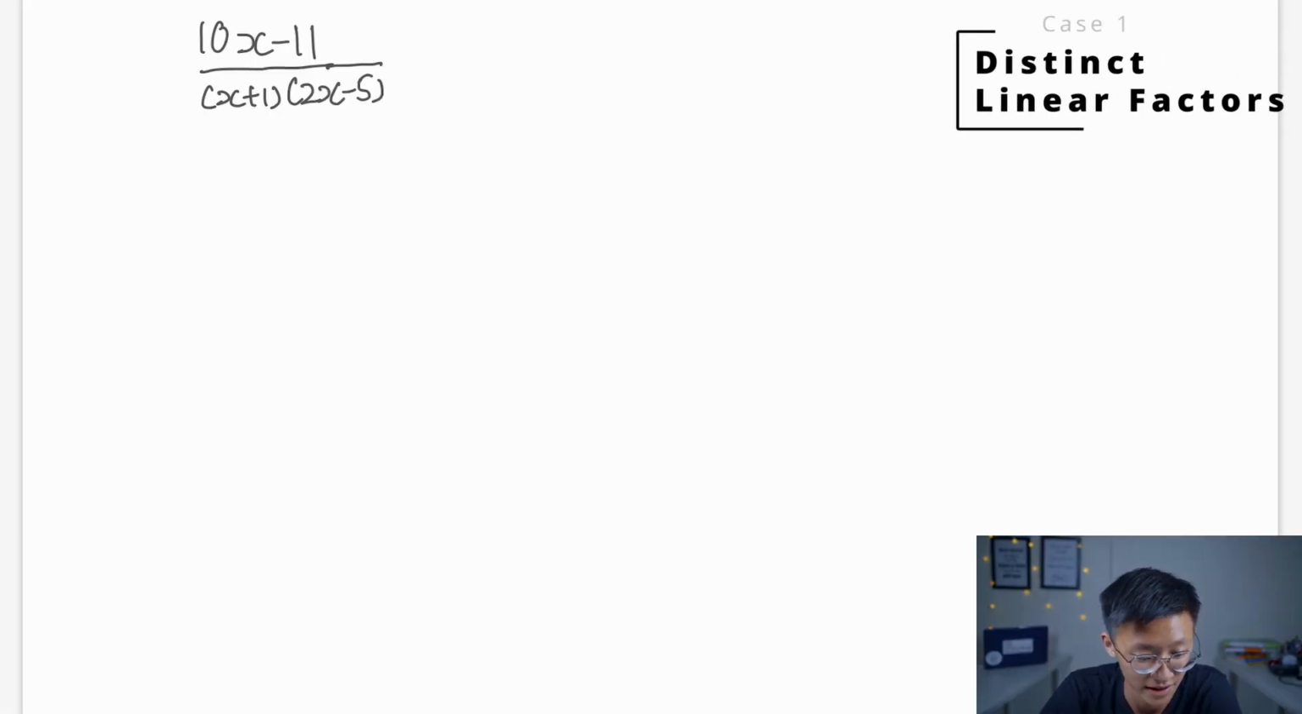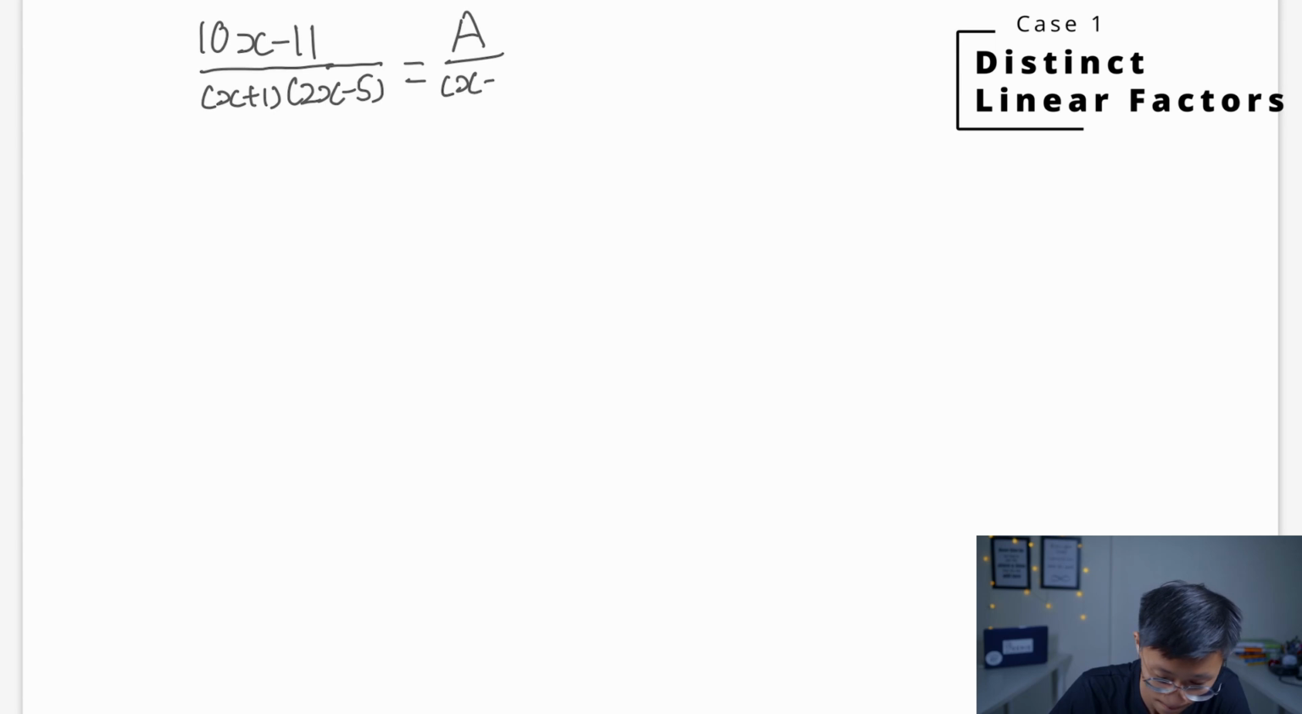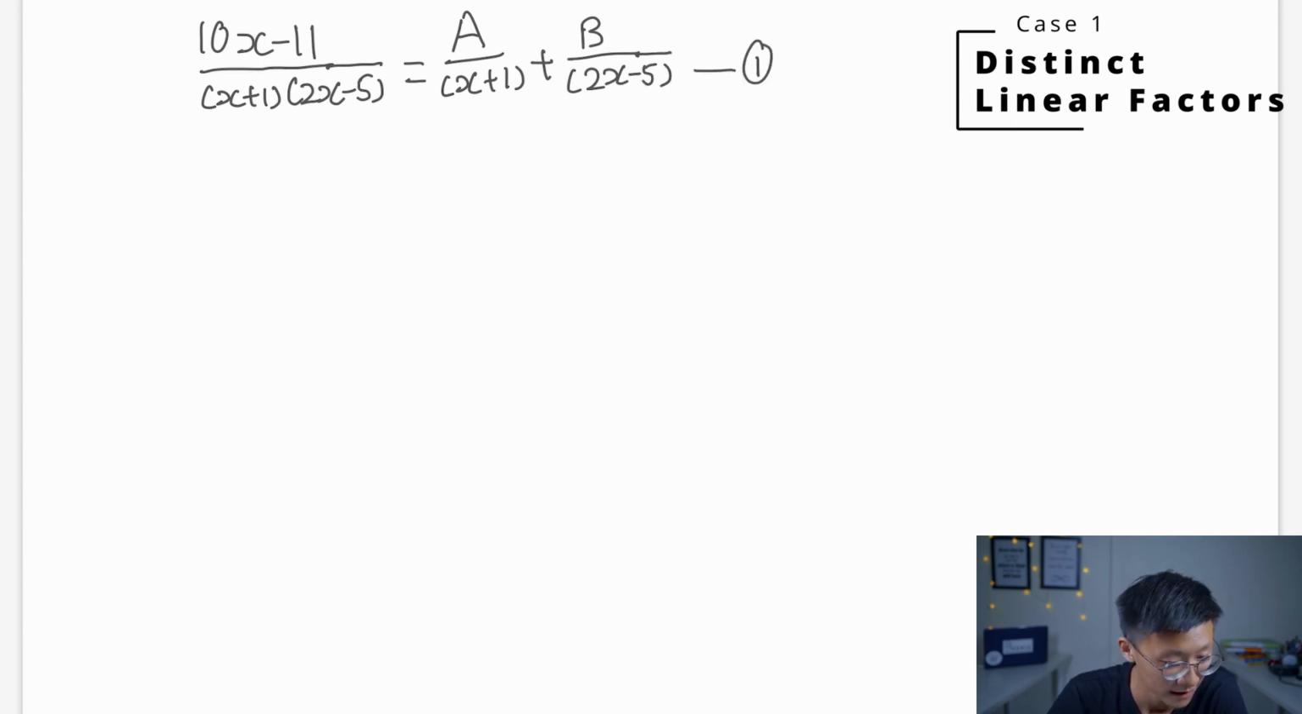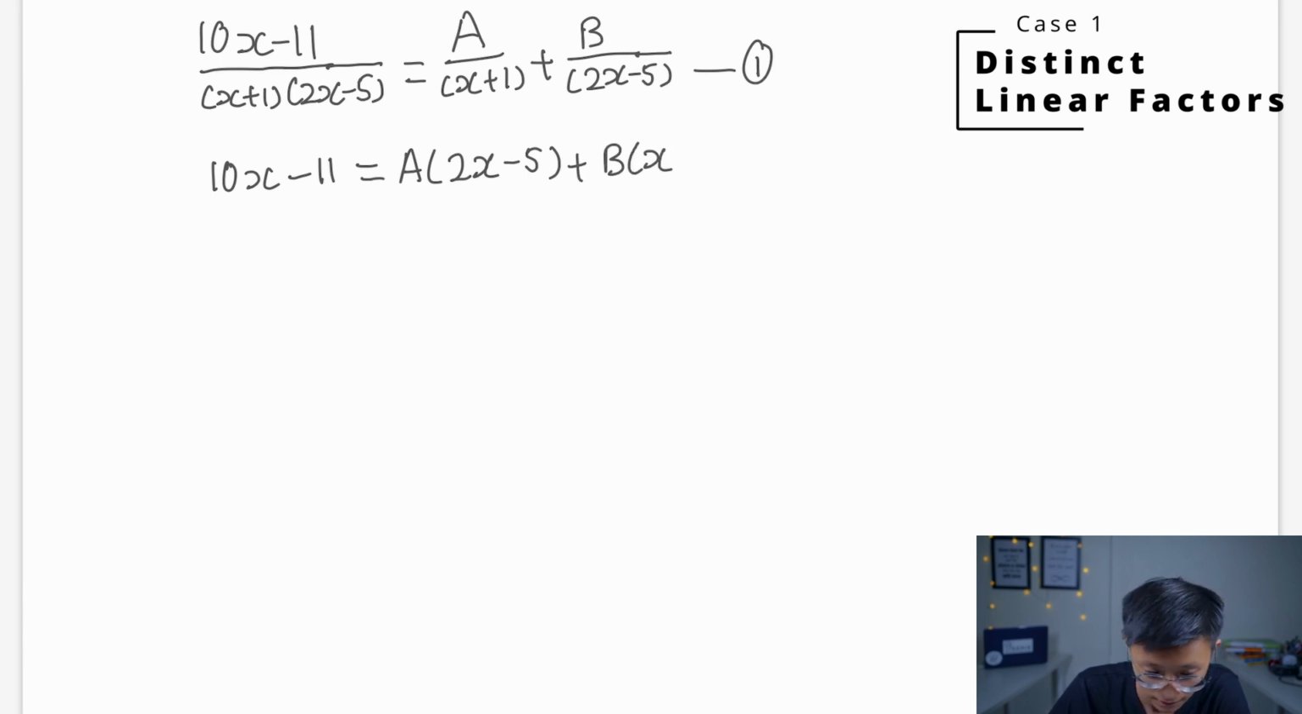So let's look at case 1. We can see that the denominators are different, so let us express it as partial fractions and label them as equation 1. Next step, let us multiply both sides by the denominator, x plus 1, 2x minus 5. Let us label this as equation 2.